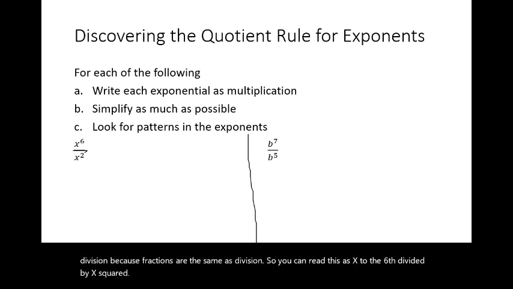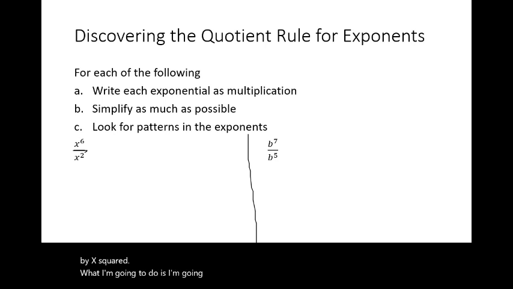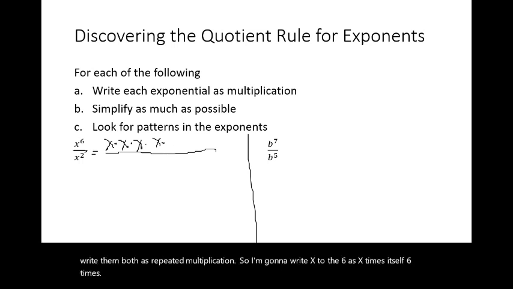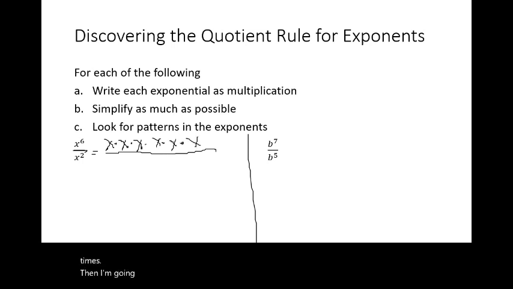What I'm going to do is take both the numerator and the denominator and write them both as repeated multiplication. So I'm going to write x to the 6th as x times itself 6 times. Then I'm going to do the same thing to the denominator. I'm going to write x squared as x times itself 2 times.